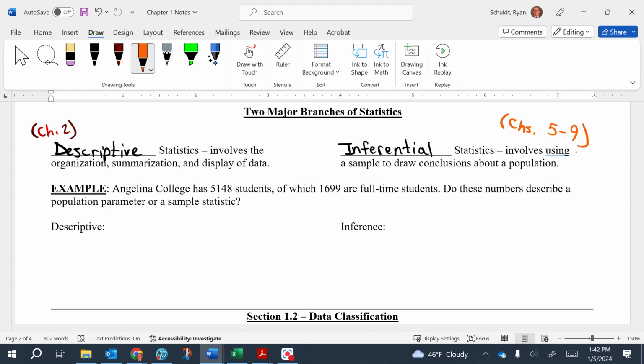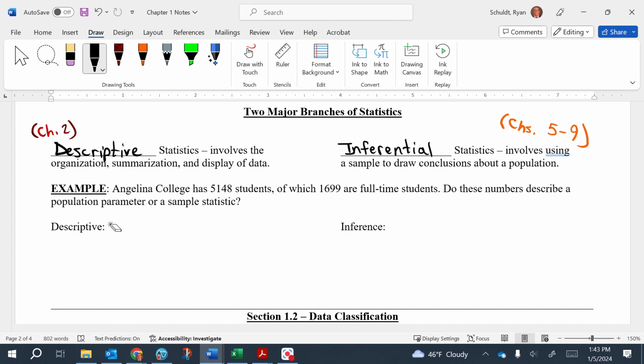Okay. Let's look at one last example. It's really the same data as before. I don't even know why they repeated that same question, because it's not the same question. Angel Union College has 5,148 students, of which 1,699 are full-time. This question doesn't really go with this example, so you can mark it out if you want to, but that's our old question. Now we want to break it down into descriptive and inferential stats.